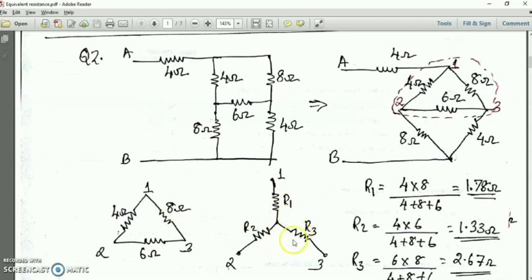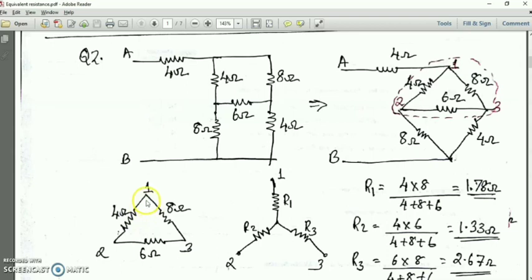So when you are converting from this delta to star, the values of the R1, R2, R3 should be adjusted accordingly so that the previous effect does not change. Okay, so that is our aim. So this is our 4 ohm, 8 ohm and 6 ohm which we took from here. Okay, you can see that.